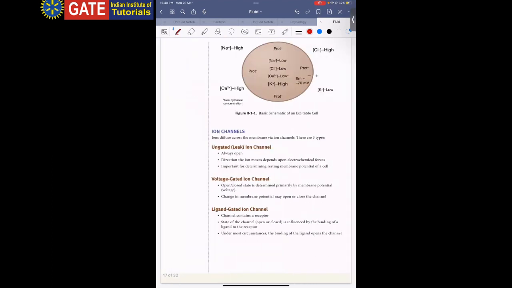Now here you can see different types of ions inside and outside of the cell. You have to remember, outside the sodium is always high, outside the calcium is high, outside the chloride is high. Only the potassium is low outside. And the opposite is true for the inside. Inside everything is low except potassium. So the cell inside is high in potassium, others are low, and the outside or the interstitium is high in others but low in potassium. You have to remember this.